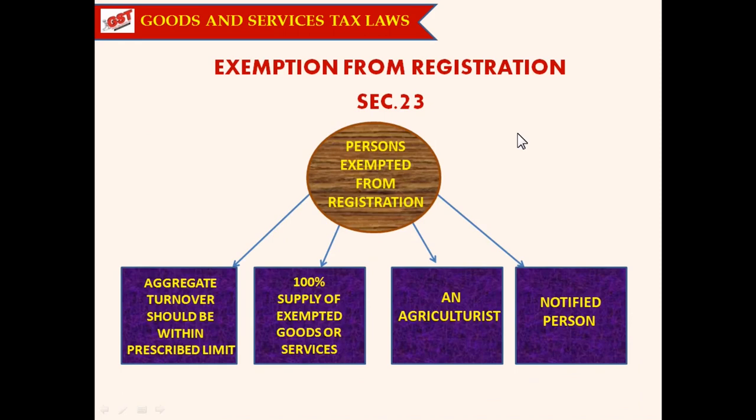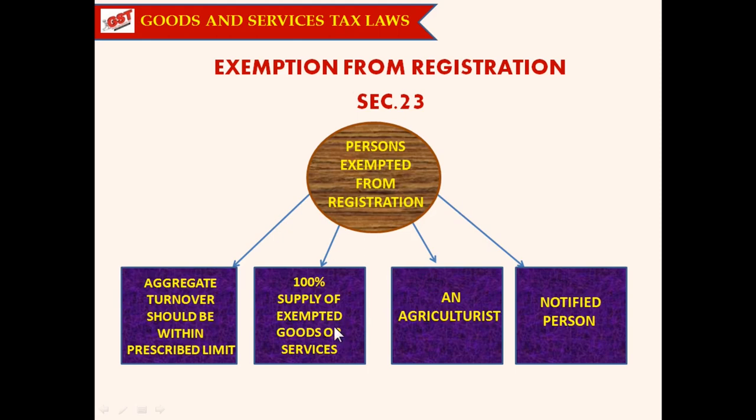Section 23 deals with the exemption from registration. Who are all the persons who are exempted from registration? Let us see now one by one. When a person's aggregate turnover is within the prescribed limit, as we have seen under section 22, rupees 20 lakhs and above, then if the aggregate turnover is less than 20 lakhs, he need not register under this Act. He is exempted from registration.